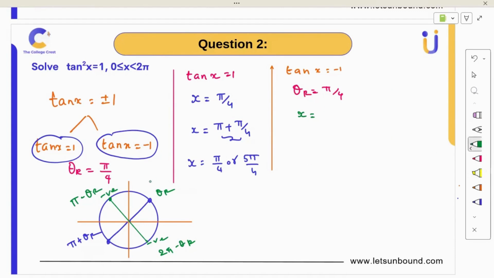Now actually your x is negative. Tan x is negative in this quadrant, so you have to do it this way: pi minus theta, the reference angle. Pi minus pi by 4, which is 3 pi by 4.